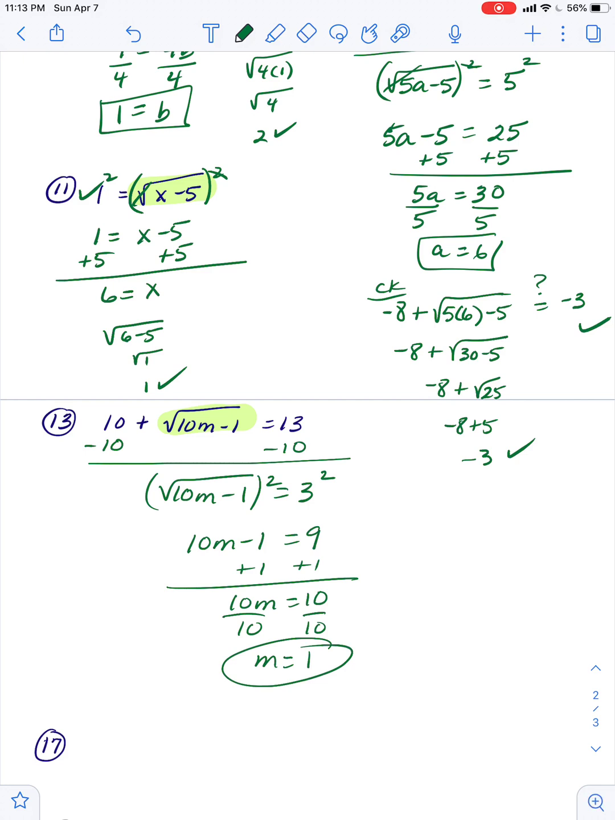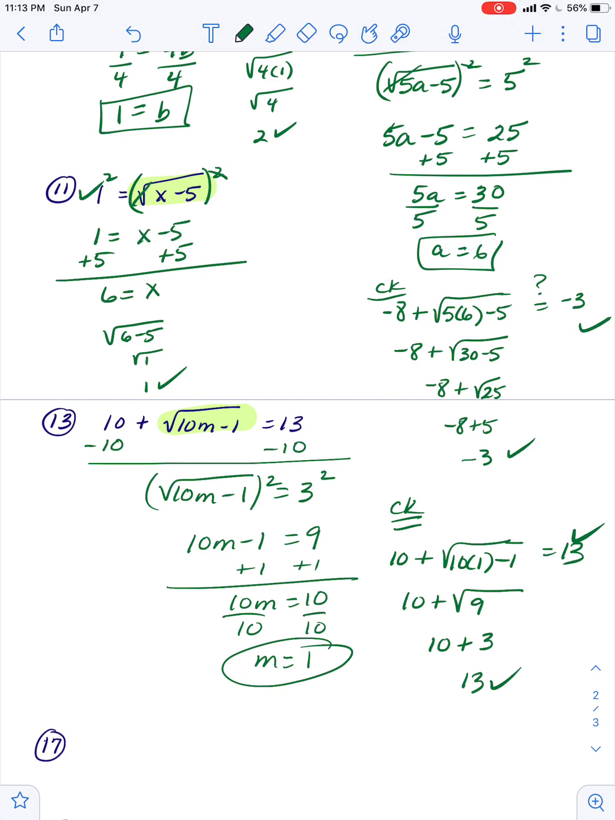So I'm going to come over here and do my check real quick. So 10 plus the square root of 10 times 1 minus 1. That should give me 13. And 10 times 1 is 10. 10 minus 1 is 9. And the square root of 9 is 3, which is 13, which is what I want it to be. So far, we have no extraneous roots.